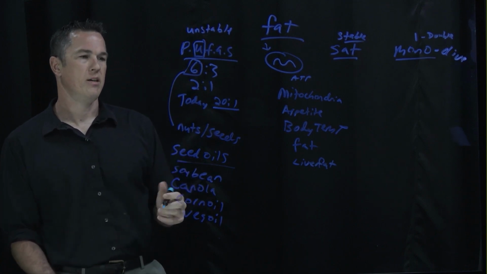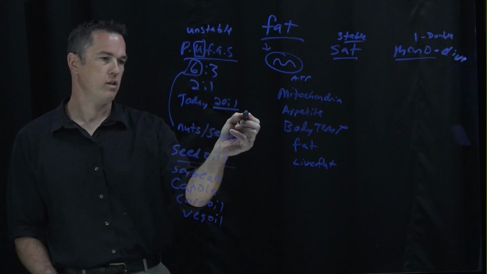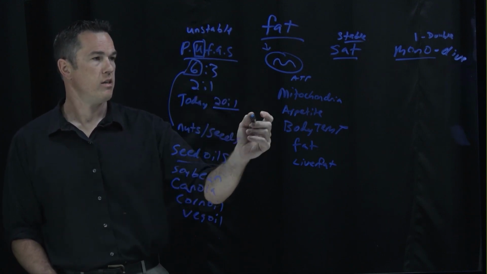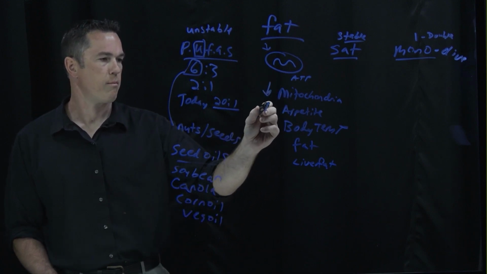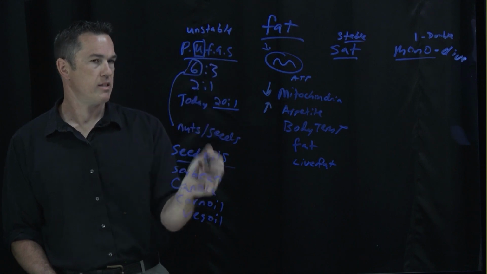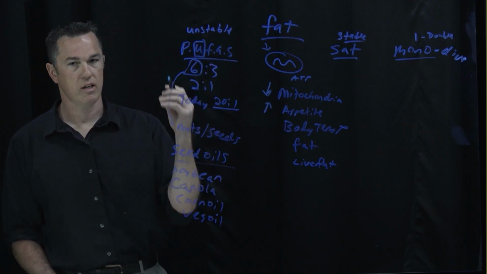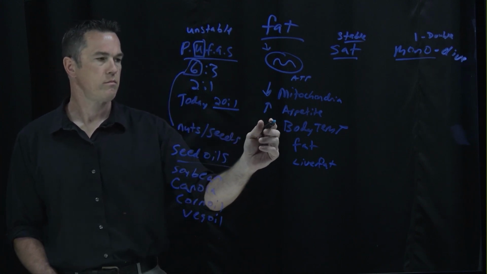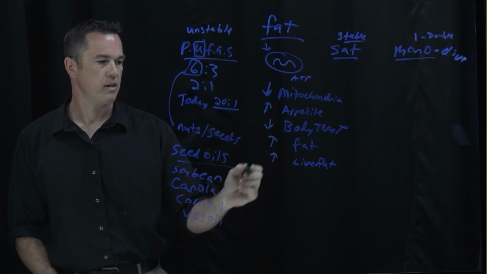So, when you eat excessive polyunsaturated fats and you get your ratio up to this high, what's happening is it is decreasing your mitochondrial output. It is increasing your appetite. One of the metabolites of these polyunsaturated fats will actually directly stimulate the THC receptors in the brain and literally cause the munchies. It lowers your body temperature, increases your fat mass, increases your liver fat.